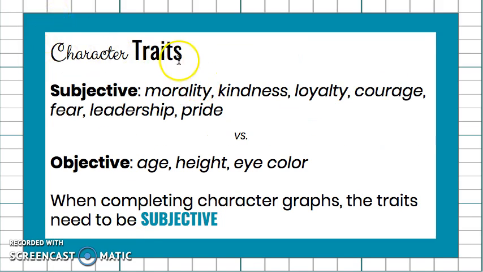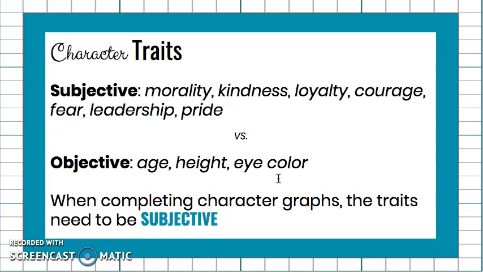So some examples for character traits. Subjective character traits would be things like morality, kindness, loyalty, courage. These are things that if you and a student were having a conversation about a character, you might have different opinions on how loyal that character is or how courageous they are. It's not black and white. Now, objective traits would be things like their age, their height, their eye color. You can't argue those things. You can't have differing opinions on those things.